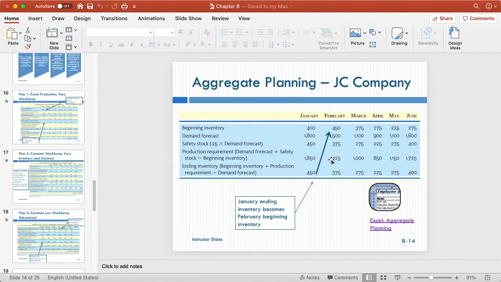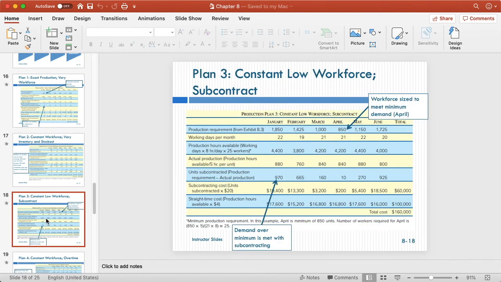Basically, this row is corresponding to this row, exactly, all right? And then working days per month is 22 for January, and use 22 times 8 hours per day times, since you only have 25 workers, the production hours available is this amount, 4,400, right? So production hours is 4,400. Production amount is what? You use 4,400 divided by 5 to get the production amount. The production amount is 880.